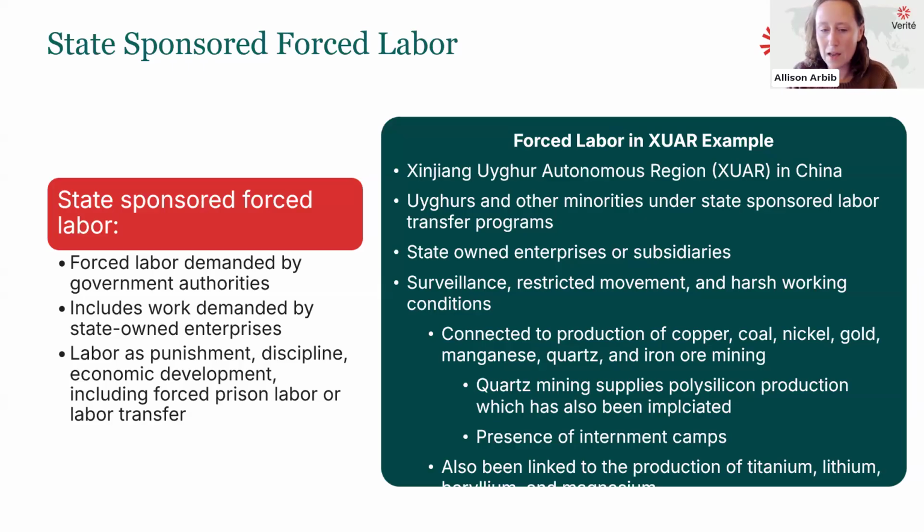So I think probably one of the most well-known examples of state-sponsored forced labor in mining comes from the Xinjiang Uyghur Autonomous Region in China. That's really the center of China's state-sponsored forced labor. It's often referred to as a labor transfer program, and involves Uyghur and other ethnic minorities. It's often described as a vocational training or poverty alleviation program, but it is not voluntary.